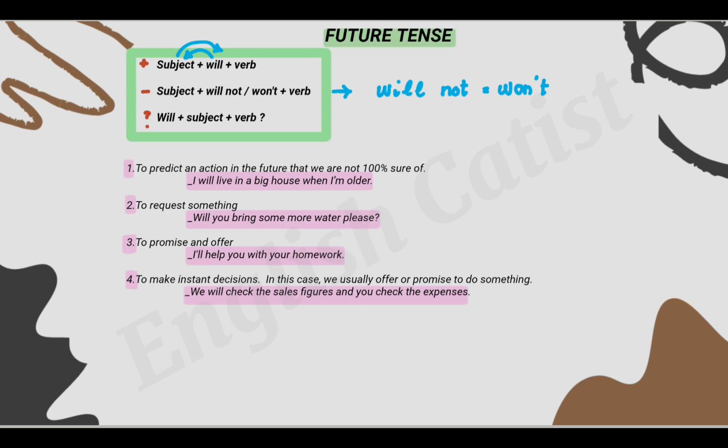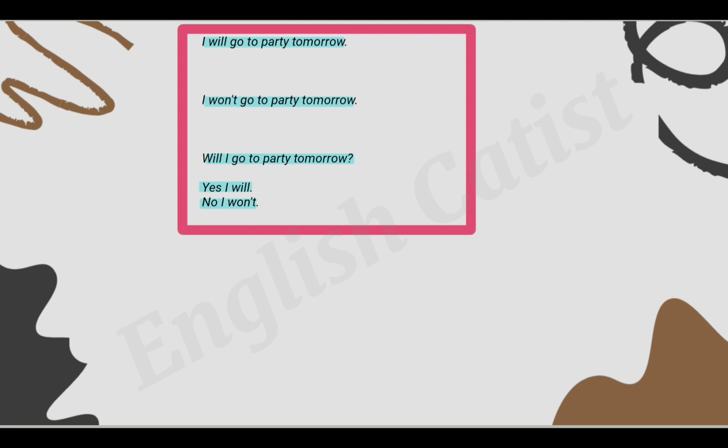Let's look at an example together. For the positive sentence, we have I will go to party tomorrow. As you know, after will or won't, the verb will be simple. For the negative sentence, we have I won't go to party tomorrow or I will not go to party tomorrow. And for question, will I go to party tomorrow? Positive answer, yes I will, and negative answer, no I won't.